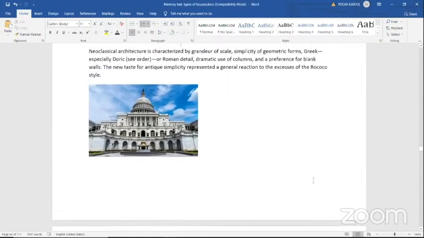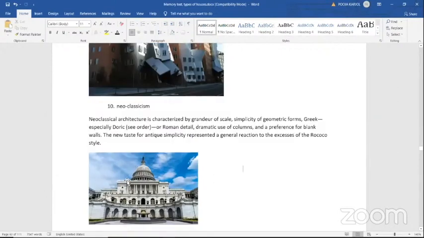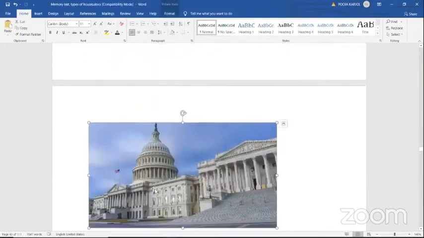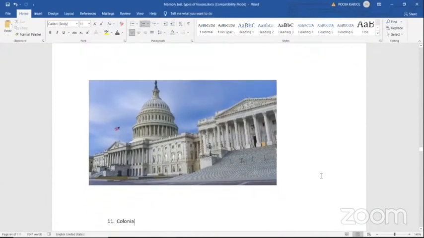Neoclassical. It is characterized by grandeur of scale, simplicity of geometric forms, Greek, especially Doric, or Roman detail, dramatic use of columns. See, Romans are famous for their domes and arches. You can see a dome here, you can see an arch here, but they have columns also. So you can say that it is an amalgamation of that. Along with that, there are decorative parts here, as you can see. So you can see the Rococo influence on the domes. You can see that it is embellished.